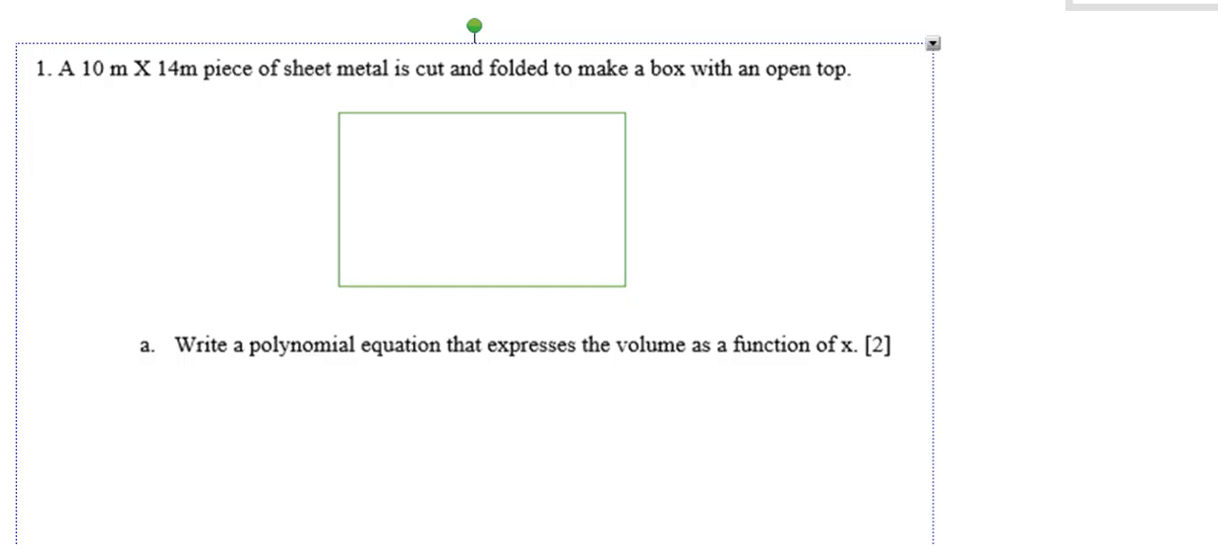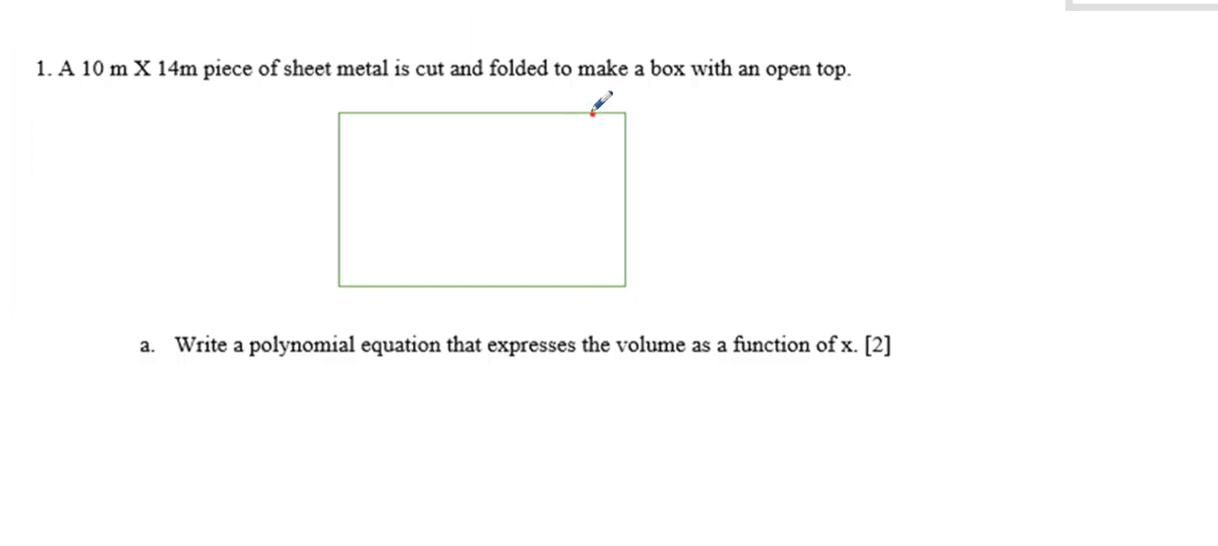So if you're going to cut the sheet of metal to make a box, you're going to make little cuts in all the corners. And then when you fold up the sides, it'll form a box with an open top. So if this is 10 by 14, that means this side is currently 10, this side is 14, all the way across.